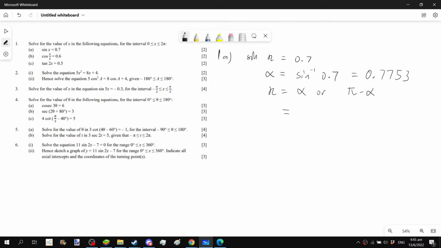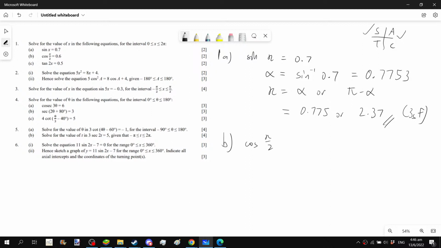Why do we choose the second quadrant? Because of ASTC, you can either be in A or S, the first or the second quadrant. And so we'll have 0.775, or we'll have pi minus 0.7753, which will give you 2.37. And we are done. Please remember to leave your answers to 3 significant figures because they are non-exact.